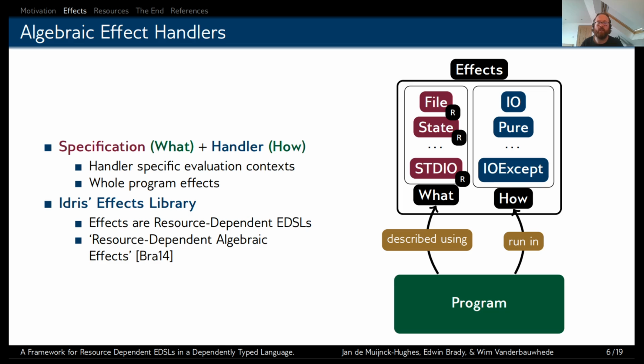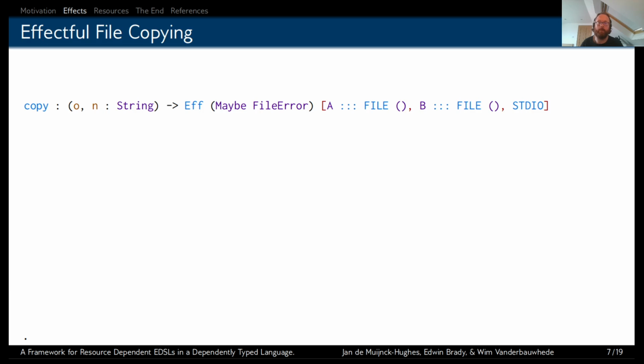Within Idris, the effects library is itself a resource-dependent EDSL and further associates each effect with a specific resource to be reasoned about, the abstract state. So let us look at an illustrative example and see what happens when we use effects to describe a program. Here we present the type signature for an effectful copy function that copies the contents of one file to another. In our type signature, F denotes our effectful context, and we return nothing on success or just an error message.